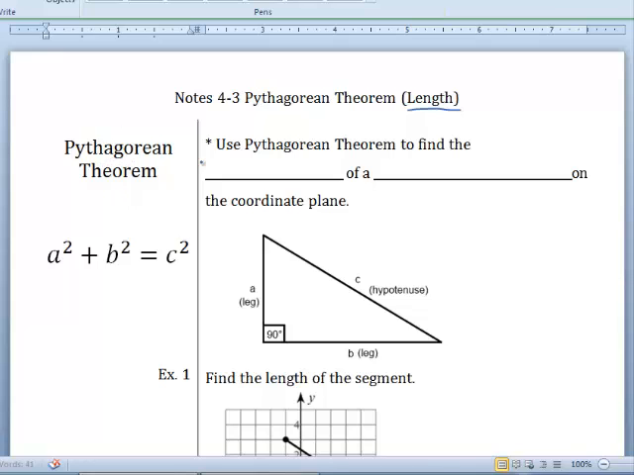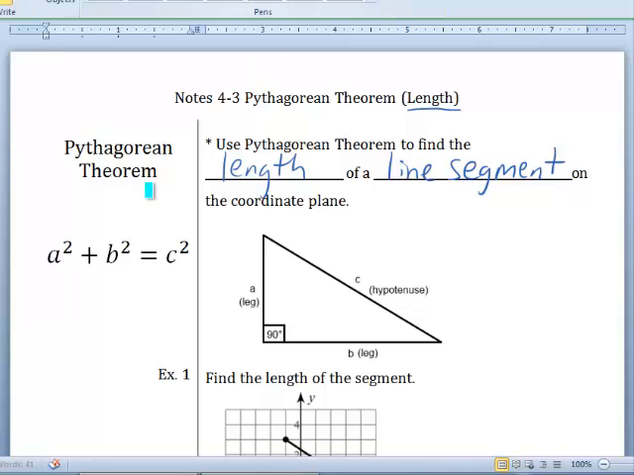The Pythagorean theorem can be used to find the length of a line segment on the coordinate plane. So if I have a line segment on the coordinate plane, I can use the Pythagorean theorem to find the length of it. We'll show you how. First off, we're going to talk about the Pythagorean theorem just a little bit.